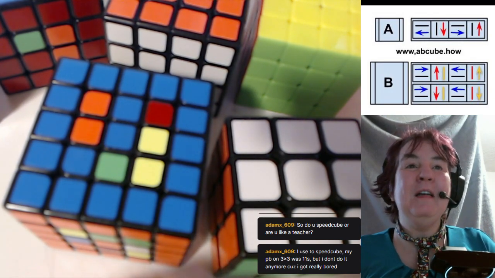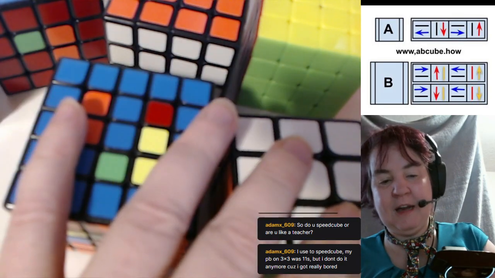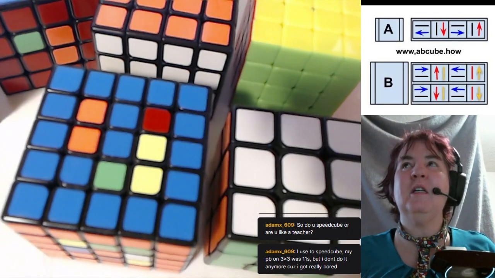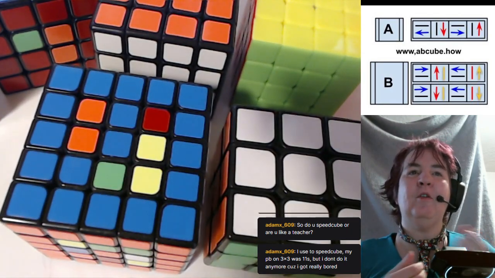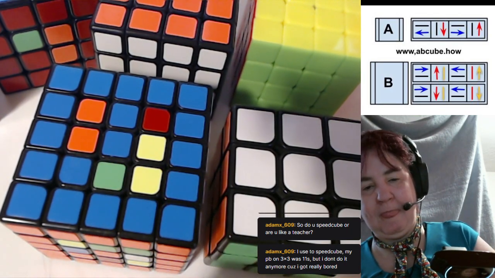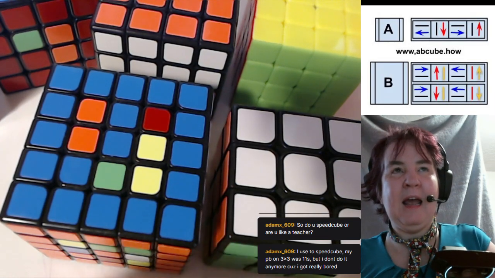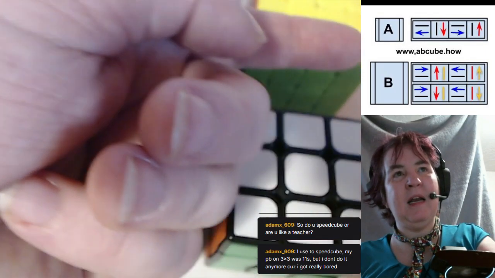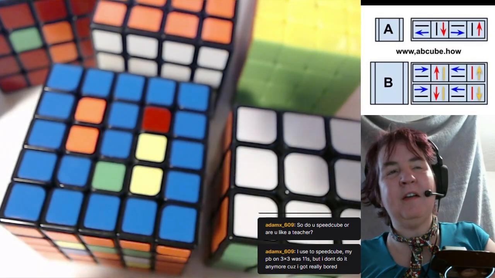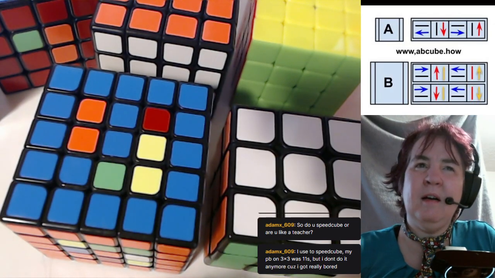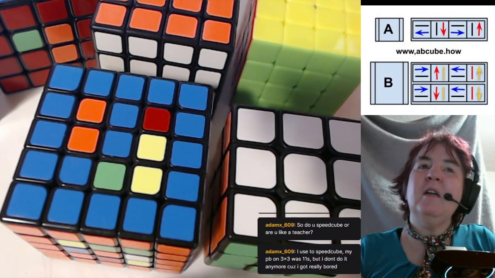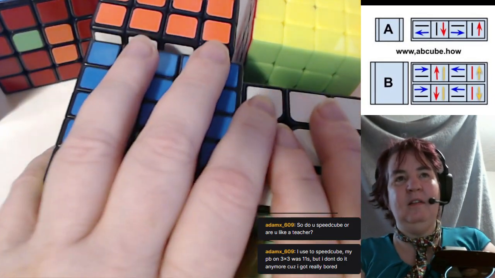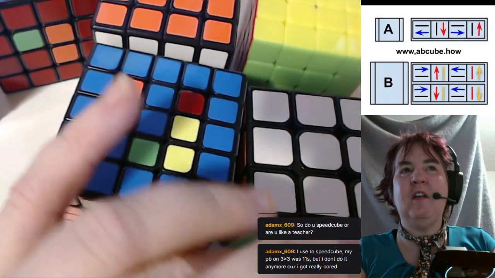I am also trying to find an agent so I can publish this as a book, as an actual physical, tangible, real life, hold-in-your-hand book. It's published online at abcube.how. There we go, abcube.how. And if you check out my bio, it also has a page on speedsolving.com. And it's also mentioned on Wikipedia on the professor's page as a solution for solving the 5x5.